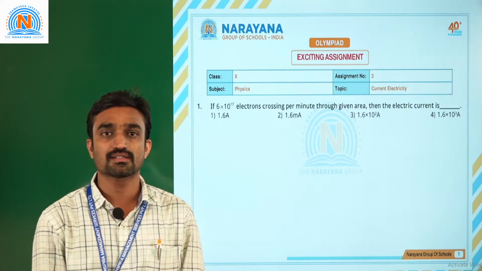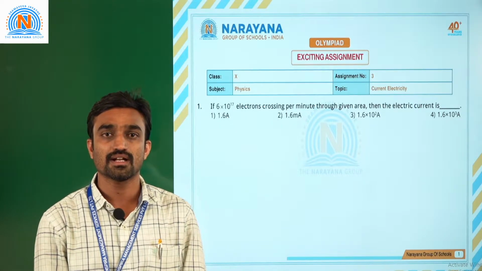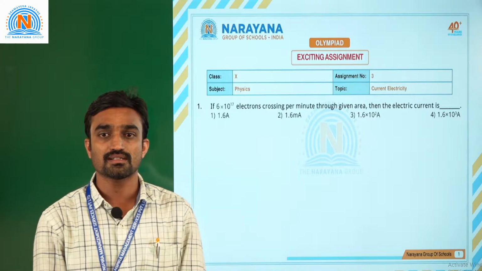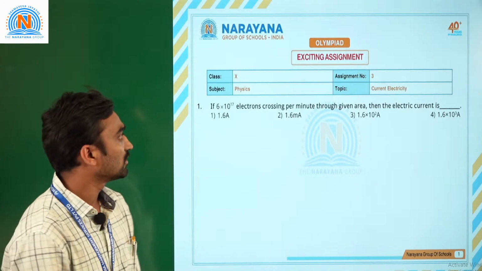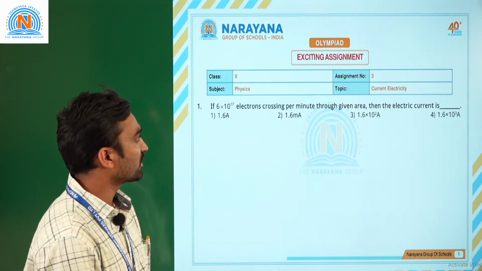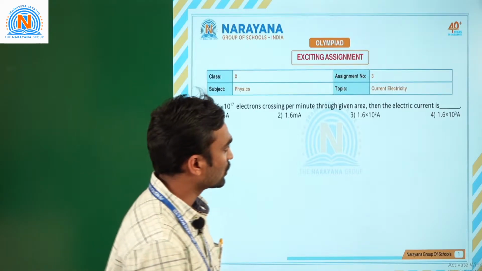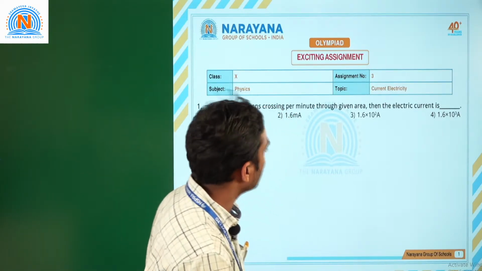Hello children, we will discuss assignment 3 of class 10 and the topic is electric current. In this assignment, our first question is, if 6 into 10 raised to 17 electrons are crossing per minute through a given area, then the electric current is.